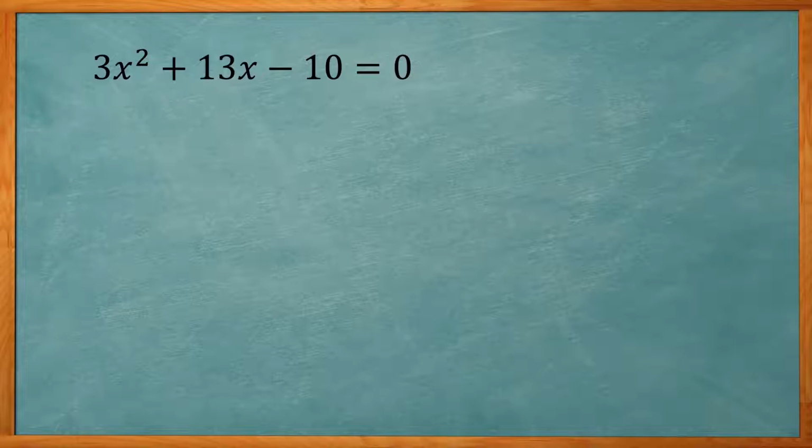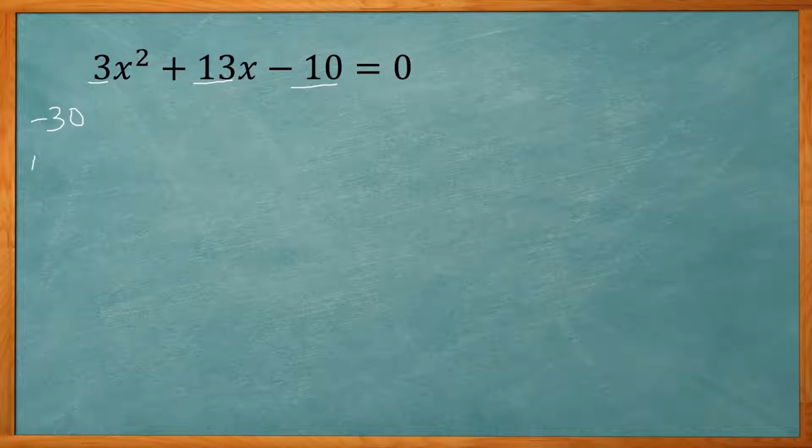So we look at this one: we have 3x squared plus 13x minus 10 equals 0. In this case, I need to multiply the a times the c. 3 times -10 gives you -30. Alright, so I need two numbers that multiply to give you -30 and add up to 13.